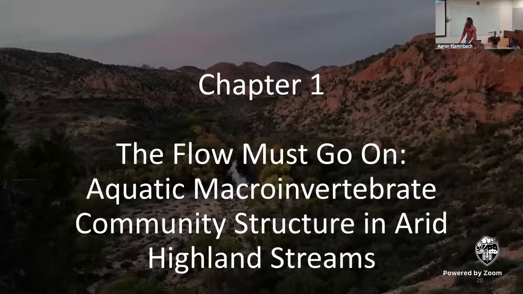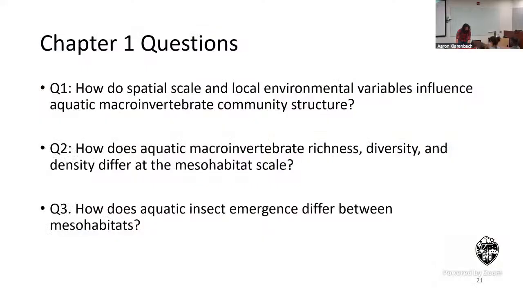So my first chapter, we're going to be looking at these different spatial scales. The questions that I'm going to cover here are: one, how do spatial scale and local environmental variables influence aquatic macroinvertebrate community structure? Question 2, how does aquatic macroinvertebrate richness, diversity, and density differ at the mesohabitat scale? And 3, how does aquatic insect emergence differ between mesohabitats?